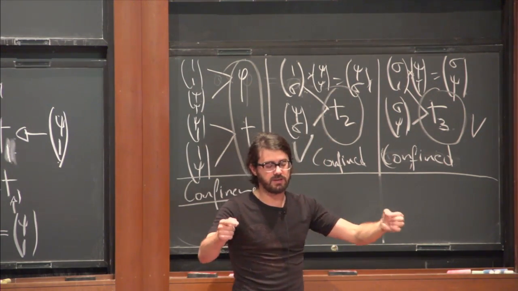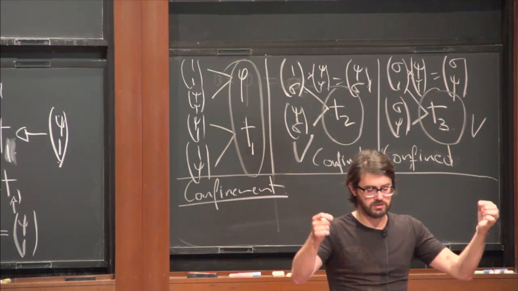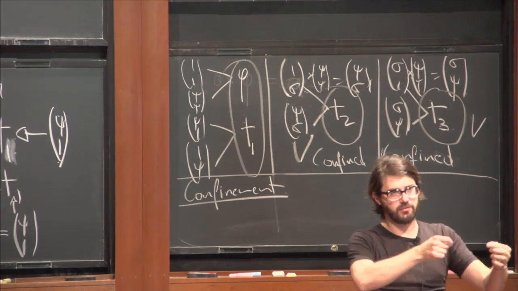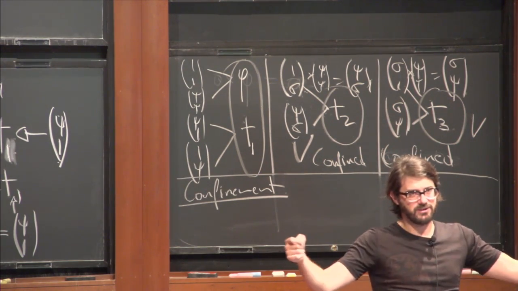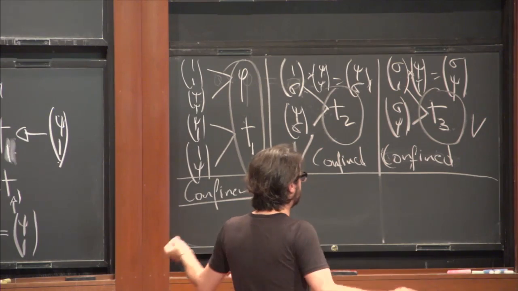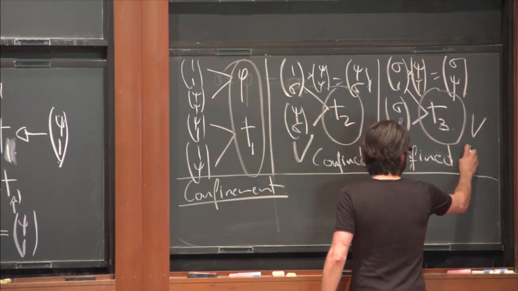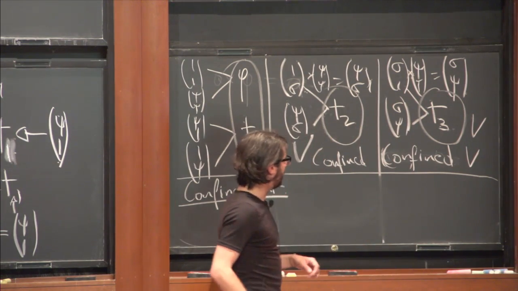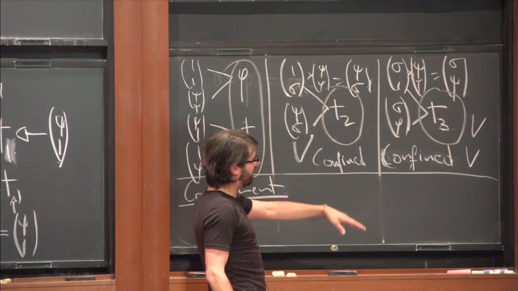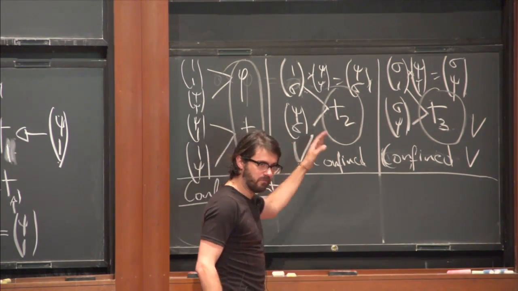So in other words, if I would create these particles as excitations in the new theory, they would have an energy that grows linearly with the distance between them. So these particles are confined, and I take them out of the spectrum by energetics.